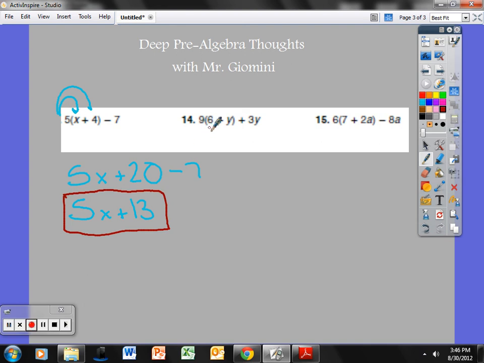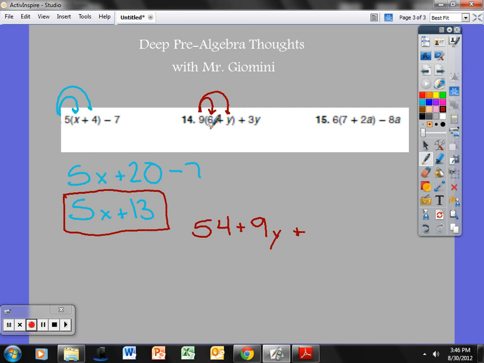Next one, 9 times 6 plus y plus 3y. I cannot combine anything inside these parentheses with this y because there's parentheses around it. And this says 9 times. I always multiply before I add anything. So I'm going to multiply this 9 times everything inside the parentheses. 9 times 6 is 54, I believe. Plus 9 times y is 9y.